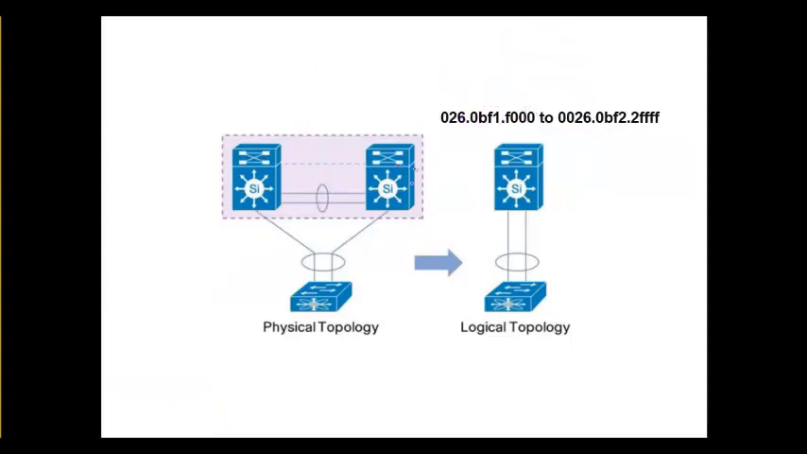Now, the vPC domain ID gets added at the end. How many vPC domains can you create? As many as you want. There is no limitation, but the limitation is you cannot have a vPC with 3 upstream devices. That is not possible. Only 2 devices as upstream, only 2 devices can be combined together.